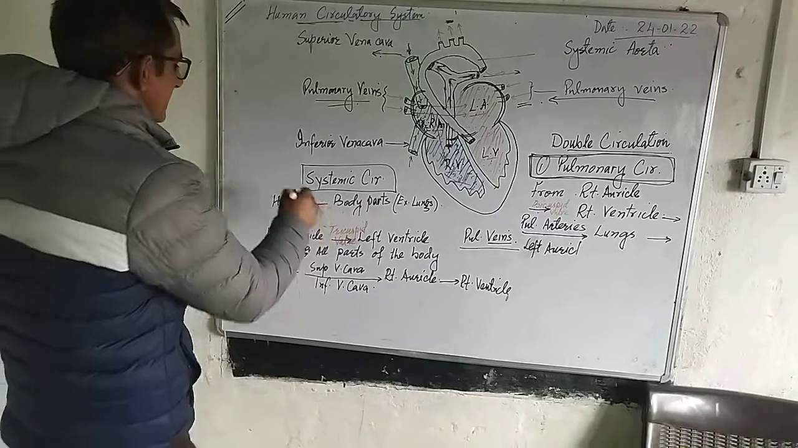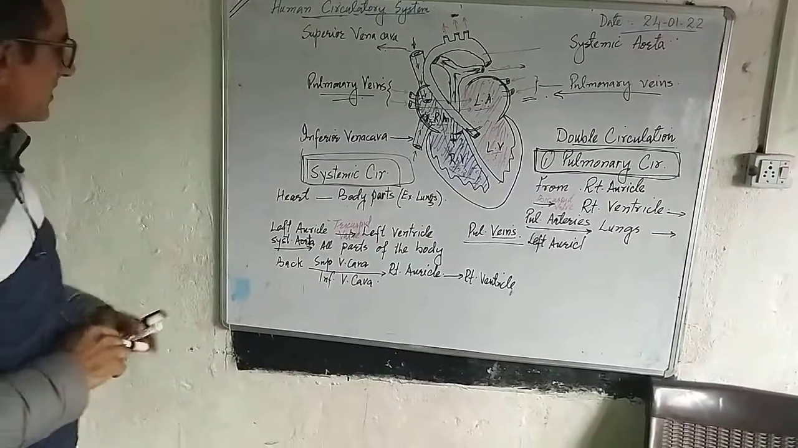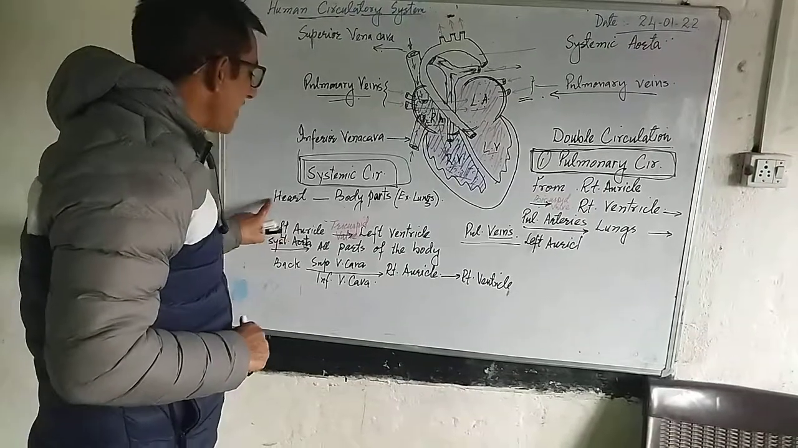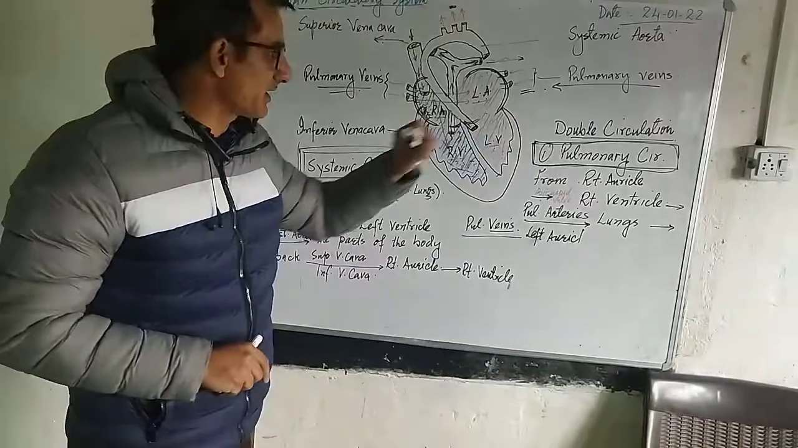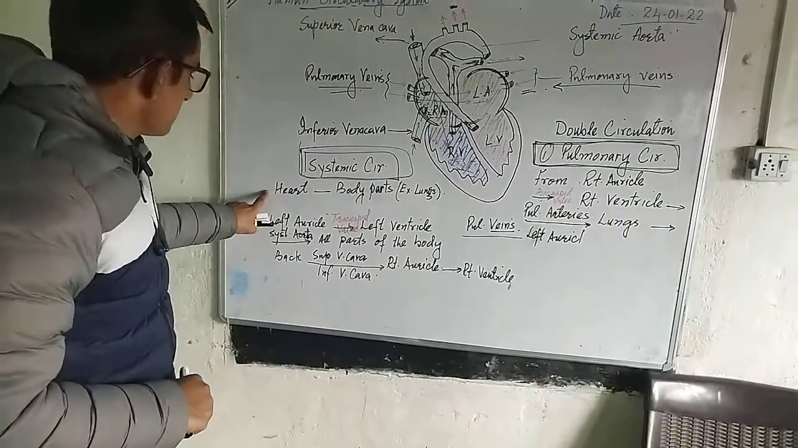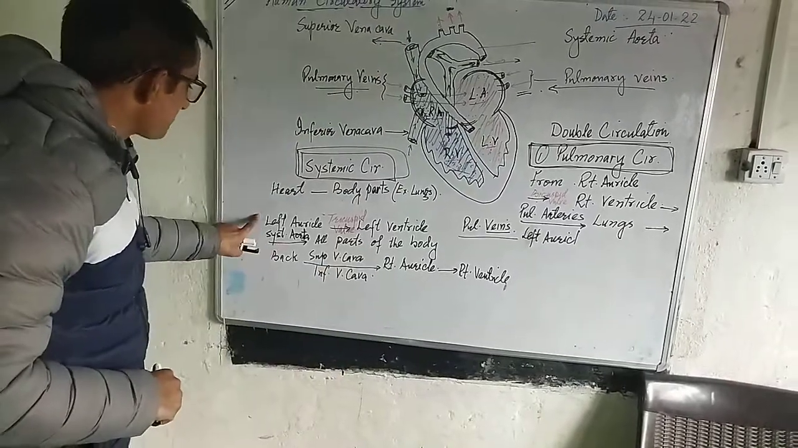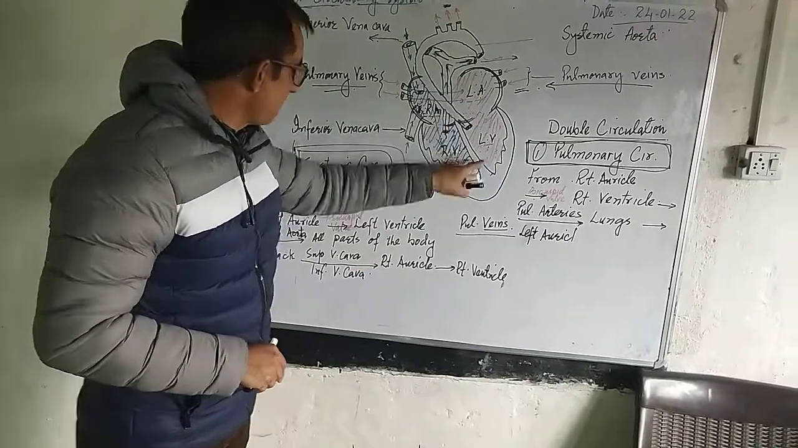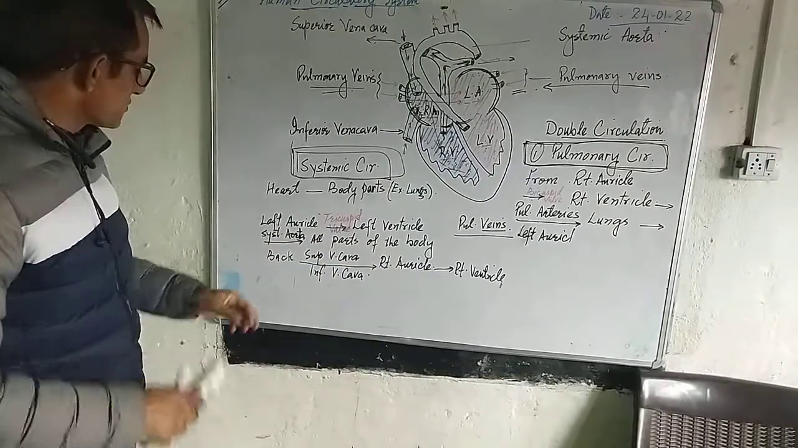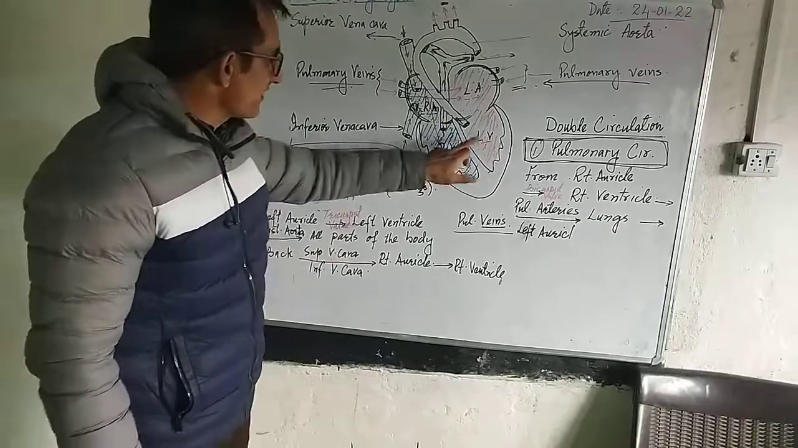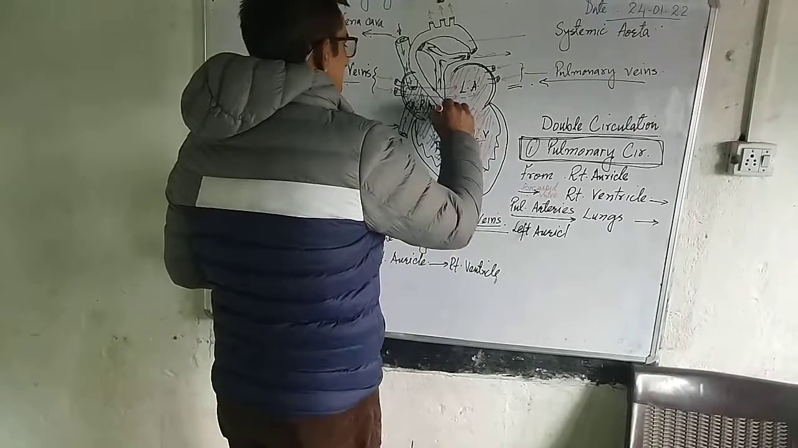Now this circulation is called systemic circulation. Systemic circulation involves sending blood from the heart to different parts of the body except the lungs, because lungs are included in the pulmonary circulation. So from the left auricle, blood moves to the left ventricle by a valve which is called the tricuspid valve. From the left ventricle, blood is sent to different parts of the body by a large artery.